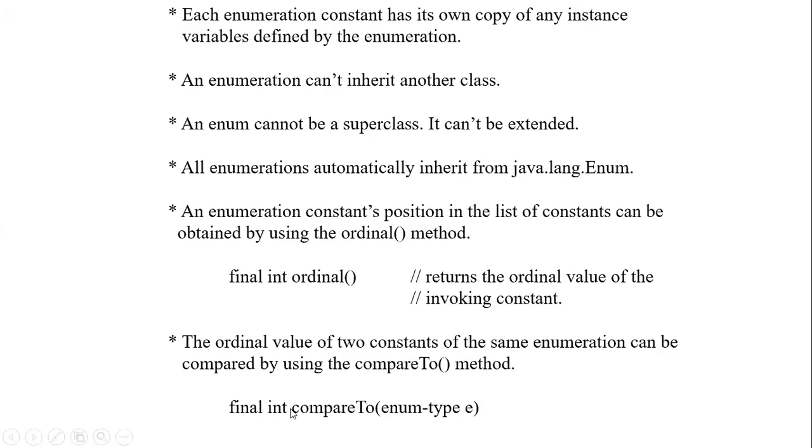Return type is int, so it will be giving a difference of these two ordinal values. That means if you are passing Month.Jan.compareTo of some other value, it will be comparing the index of those two, meaning the ordinal values of those two constants. It will be giving a subtracted value of those two things. No questions will be asked on this particular compareTo as per my knowledge, and it is a very rarely used method with respect to enum.